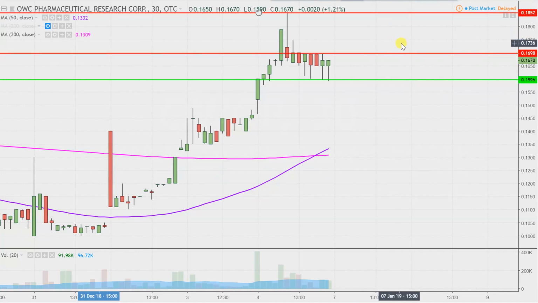All in all, though, any way you look at it, very nice move today, very nice volume, and now it's just a question of can the price continue to build upon this momentum going forward? We shall see next week.